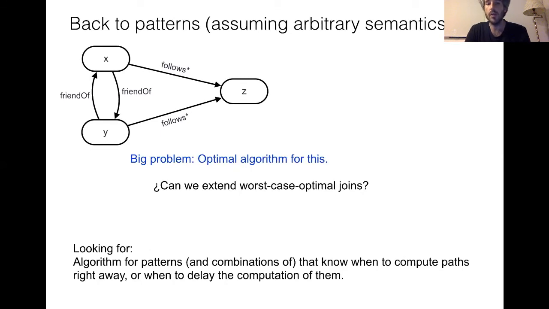So we don't know yet, but this is what we're looking for. We're looking for algorithms for patterns and combinations of patterns that somehow can decide when to compute paths right away. So when do you start with the global operations, or when to delay the computation of them, start with local and try to delay the computation of paths as much as possible. So the intuition is that you should be delaying the computations of paths as much as you can, but it's not that clear when you start looking at examples. So again, this is another interesting question that we should be looking at.